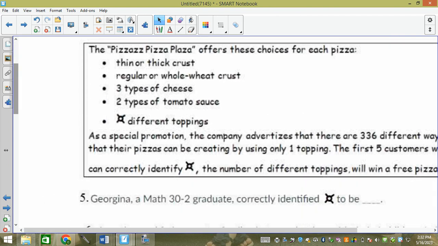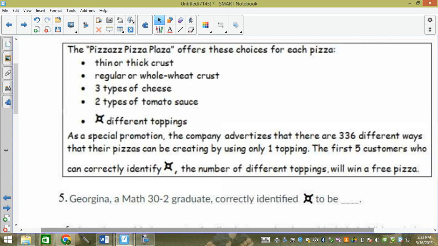The Pizzazz Pizza Plaza offers these choices for each pizza: thin or thick crust, regular or whole wheat crust, 3 types of cheese, 2 types of tomato sauce, and that symbol, different toppings. As a special promotion, the company advertises that there are 336 different ways that the pizza can be created by using only 1 topping. The first 5 customers who correctly identify that symbol, the number of different toppings, will win a prize.